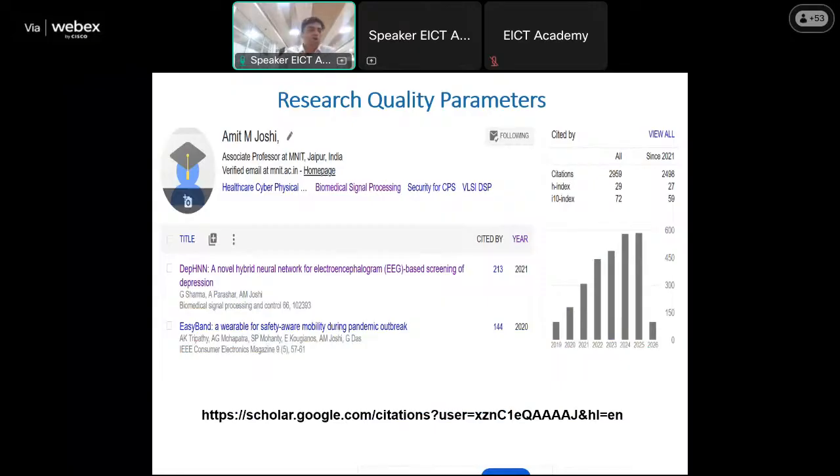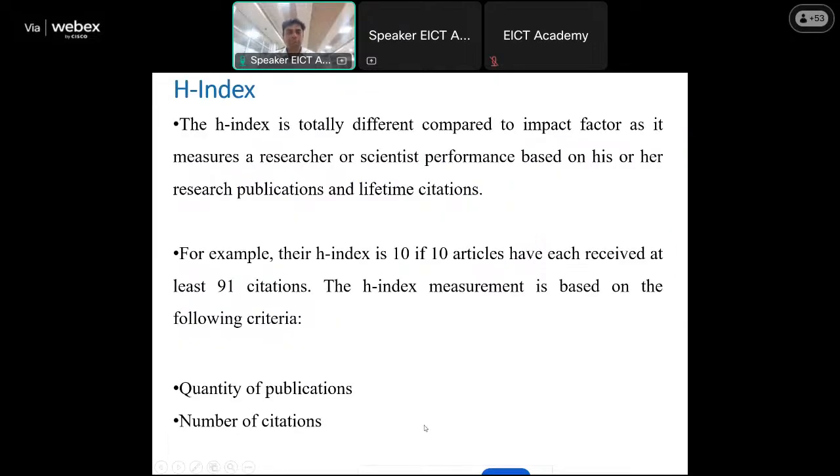Now another way is to assess the quality parameters of a particular author, okay. For that there is a Google Scholar profile of each individual author, so this is just mine, okay.